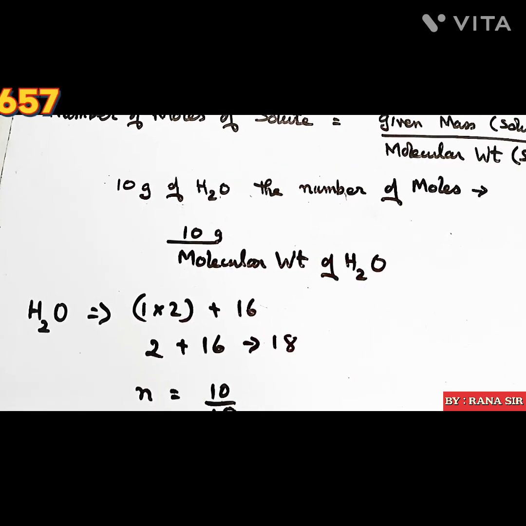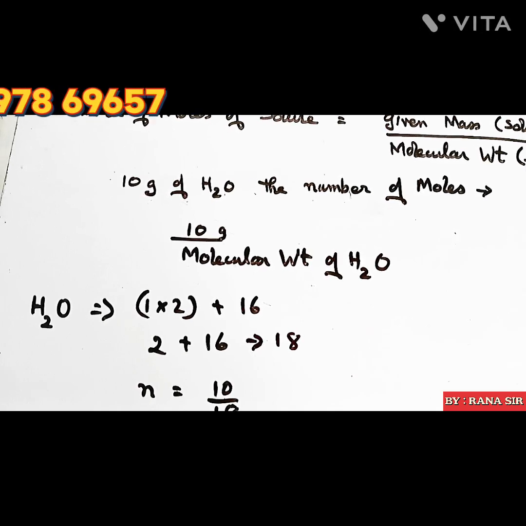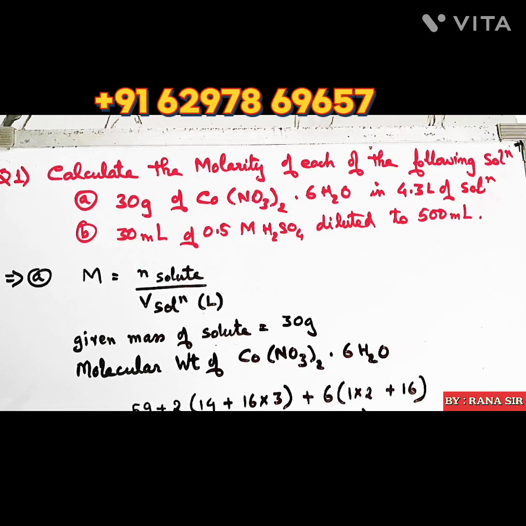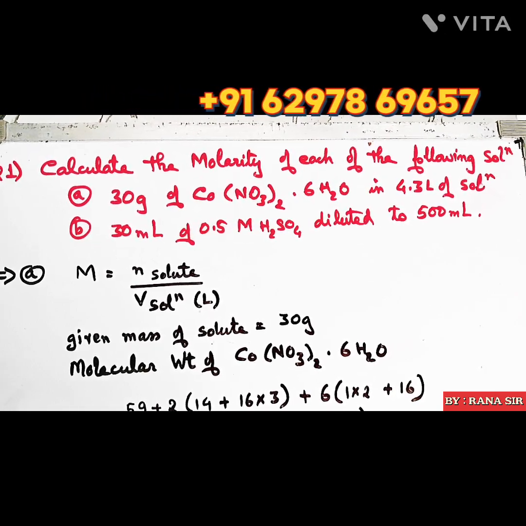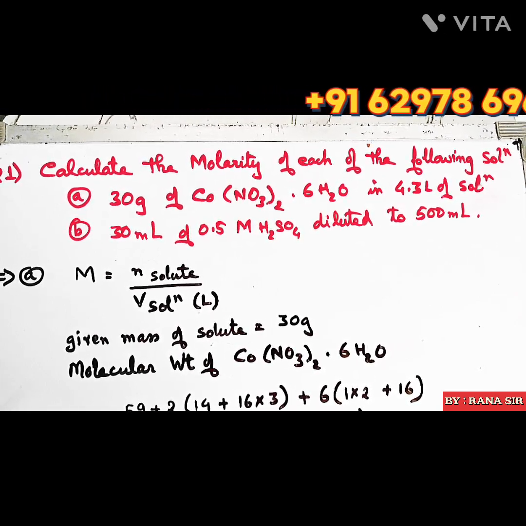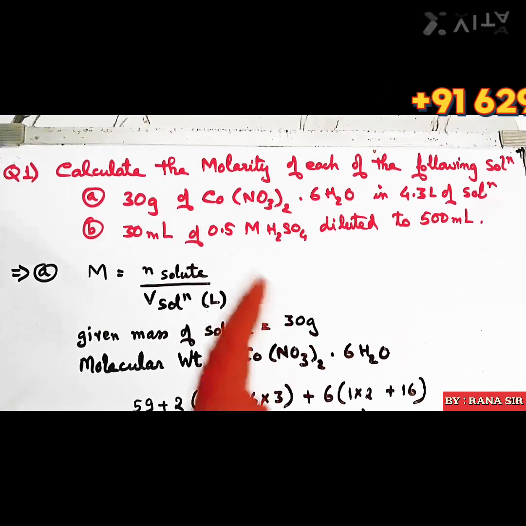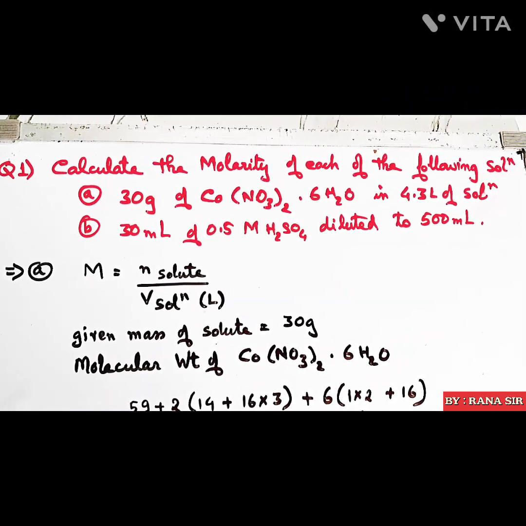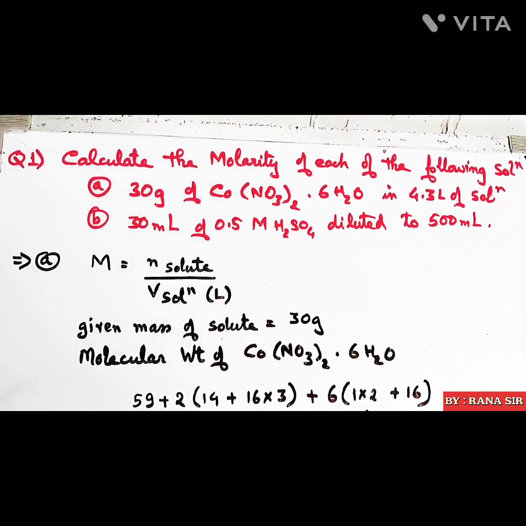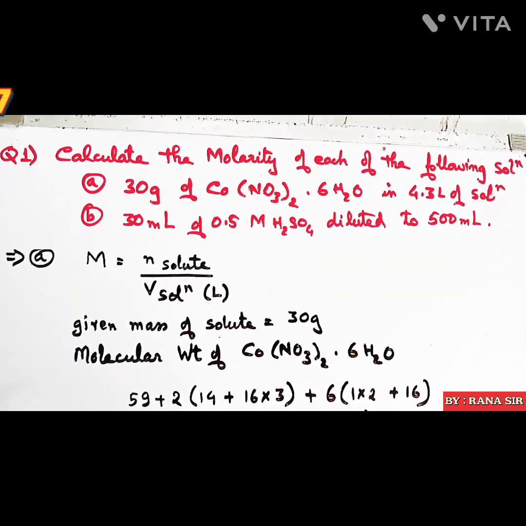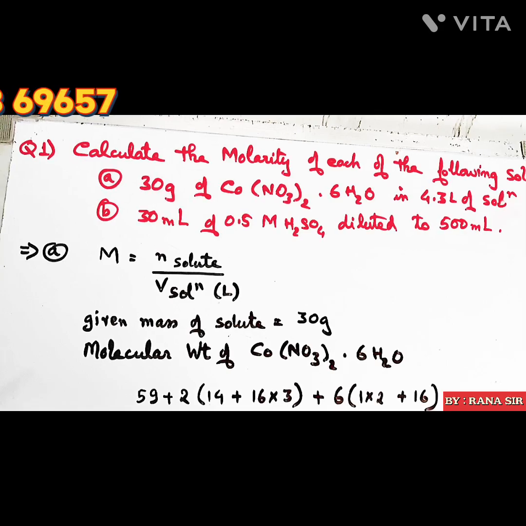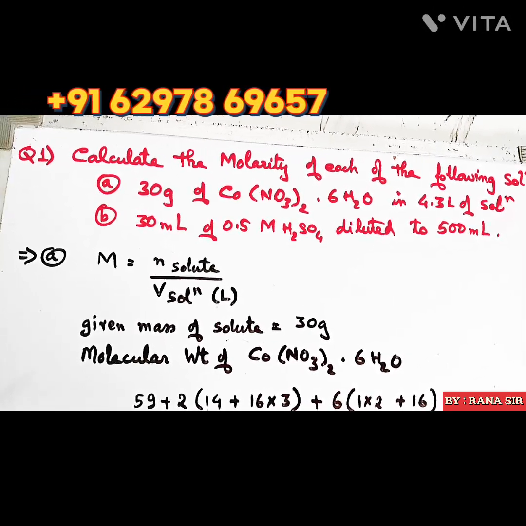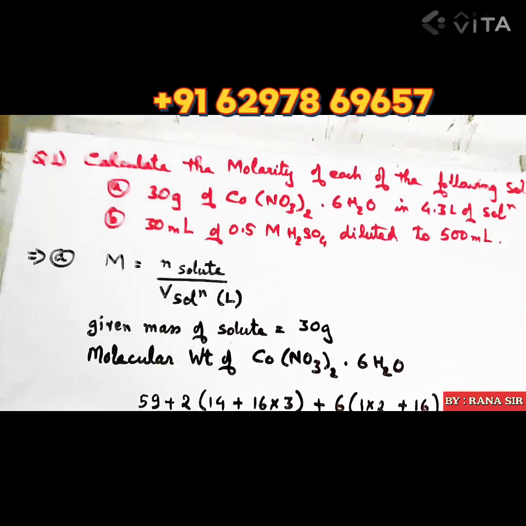After the concept has been cleared, let us move on to some numericals. Question number 1 states: calculate the molarity of each of the following. Solution A, 30 gram of cobalt nitrate, Co(NO3)2.6H2O, where 6H2O means 6 molecules of water of crystallization, in 4.3 liters of solution. So here the solution is in liter.